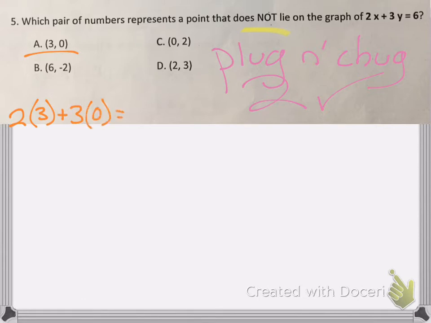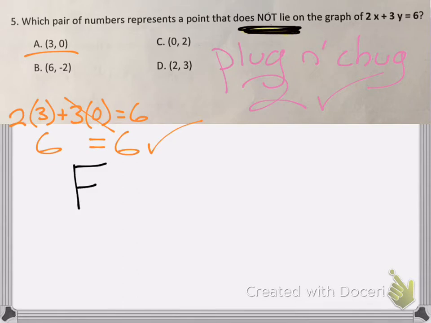So choice A, you have a 3 and a 0, so when you plug in 3, it's going to say 2 times 3, which is 6, plus 3 times 0, which is 0, so you get 6 equals 6. So it checks out. It is a point on the graph because you got a true statement, 6 equals 6. And it's asking us which pair of numbers does not lie on the graph. So we're looking for the ones that will wind up being false.